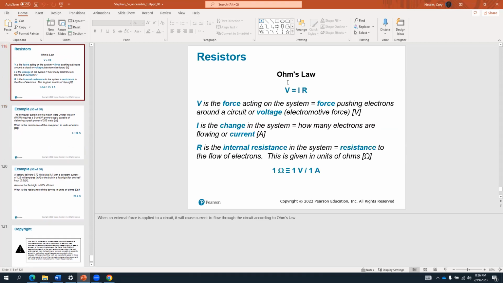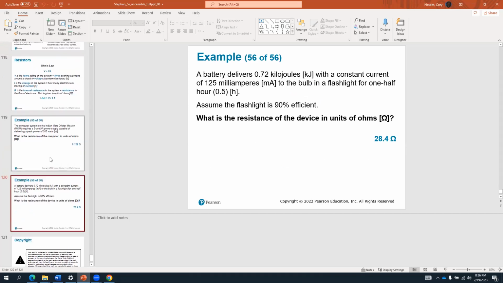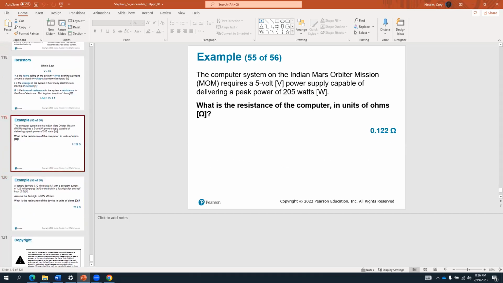V is equal to current times R, which is the resistance. So R is equal to voltage divided by current. They gave us the voltage. They didn't give us the current, but they gave us the power. And we know that power is equal to VI. So we can get the current, we have the voltage, and now we can solve for resistance. So this is pretty straightforward stuff.